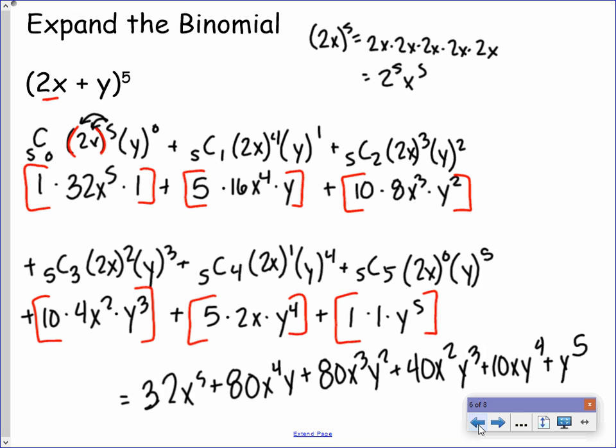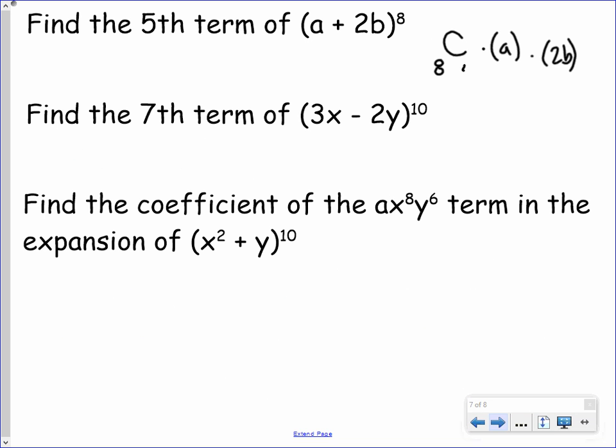The first term is a combination 5 choose 0. The second term is a combination 5 choose 1. The third term is 5 choose 2. So we could argue that if you want the 5th term, you really want to do a combination of choosing 1 less than that. So we would say combination 8 choose 4.